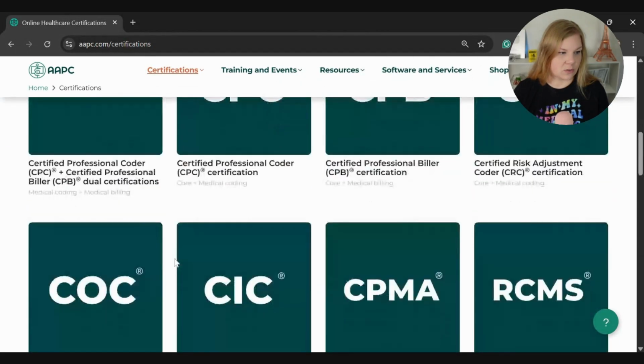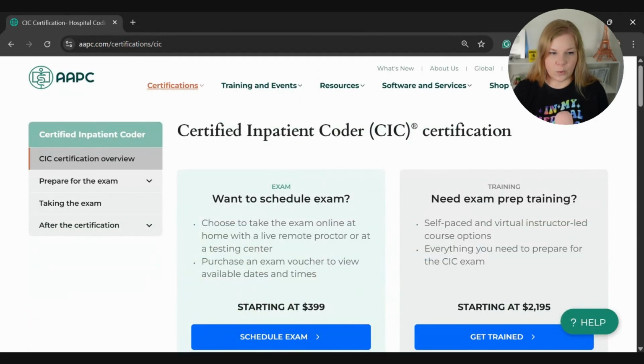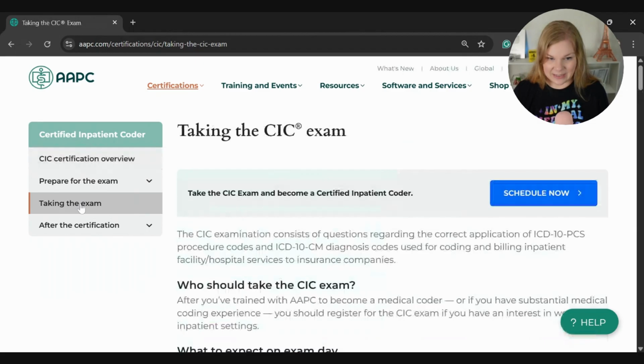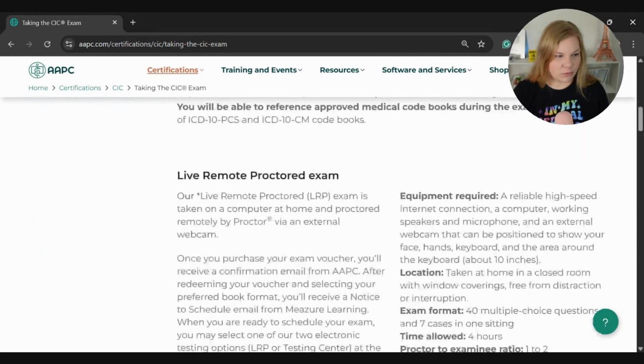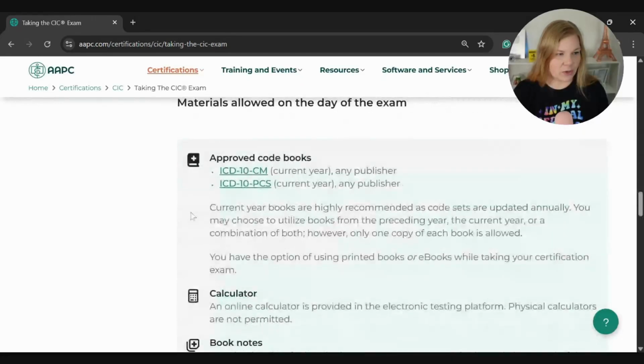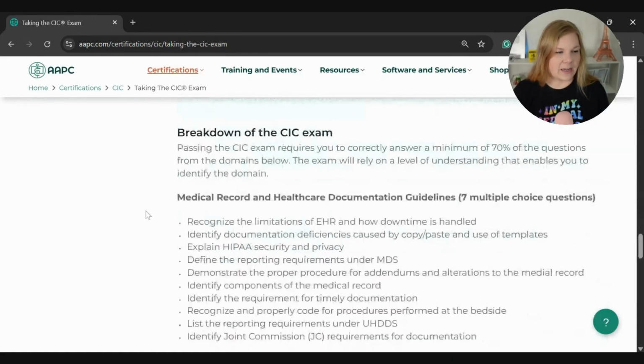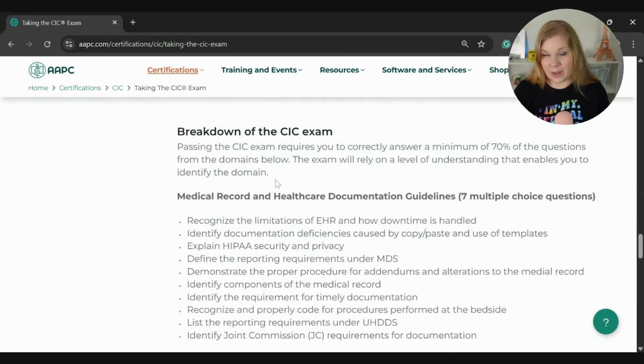So in this case, it's going to be the CIC. What you want to click next is taking the exam. And then you're going to have to scroll a little bit. So we're going to scroll past the information about the materials. And here is the breakdown of the exam. And they do list this again for the majority of the exams, especially at least all of the core credentials, just maybe not the specialty ones.